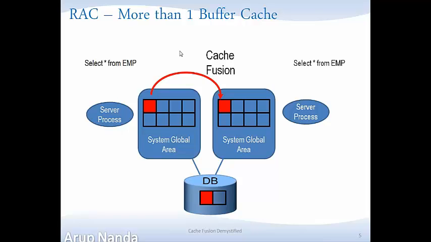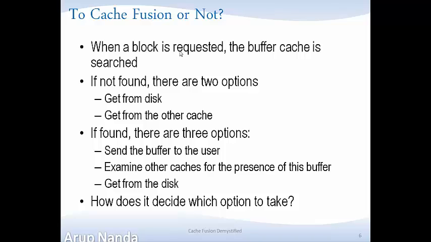And by doing so, instance number 2 bypasses going to the disk. And as you might know, disk access is way, way slower compared to memory access. So this makes sense. It is pretty quick and it gets it up, cache fusion. All right, that's good enough.